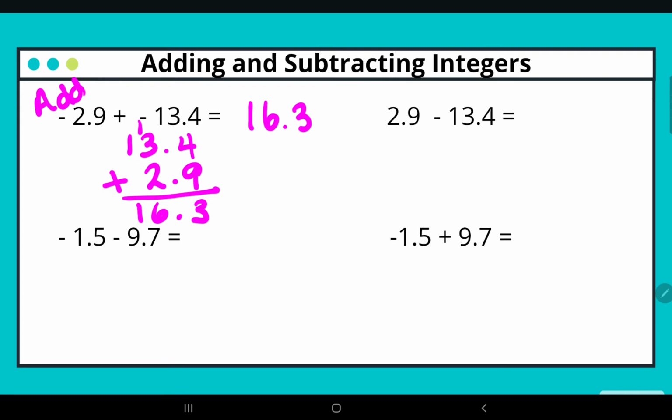But am I done? No, I'm not. Same signs, add and keep. We want to keep that sign. And the sign that's associated here is a negative, so I'm going to put that in. So my final answer is negative 16.3.